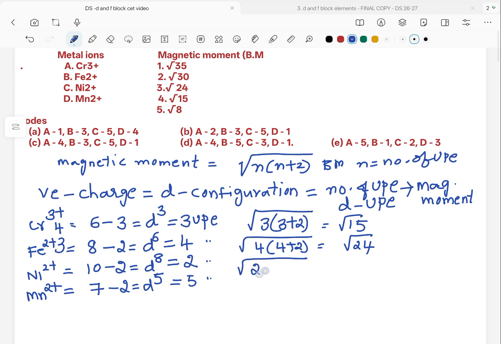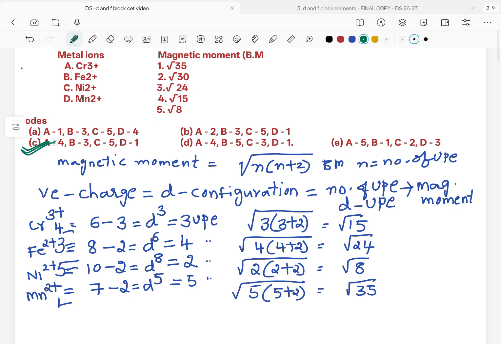Here root into 2 into 2 plus 2. It becomes root 8, where the option is 5. This will be 5. Root 5 into 5 plus 2. It is root 35, where the option 1 fits here. So the answer should be 4351 for the ions. When you look at this, C option has 4351. Therefore, our answer should be C option here.